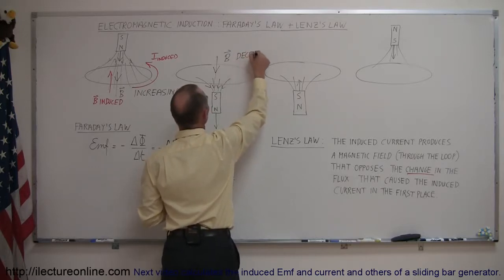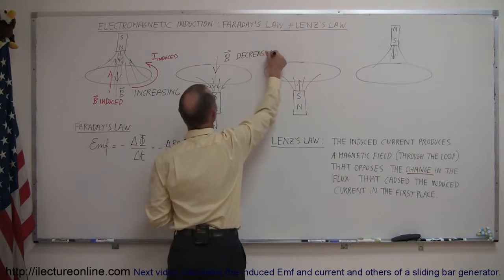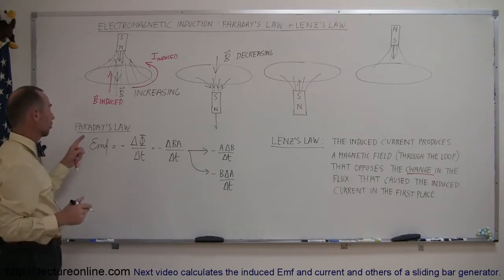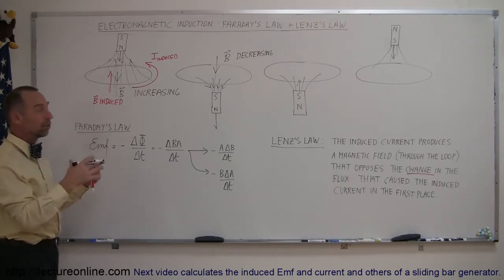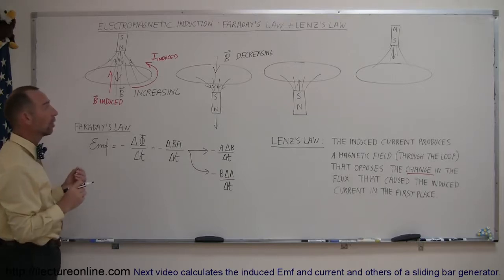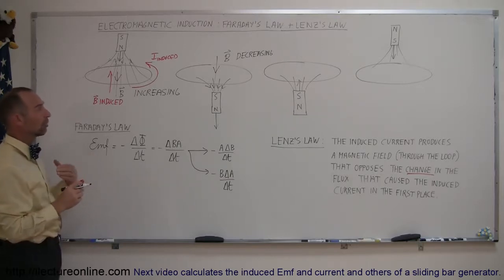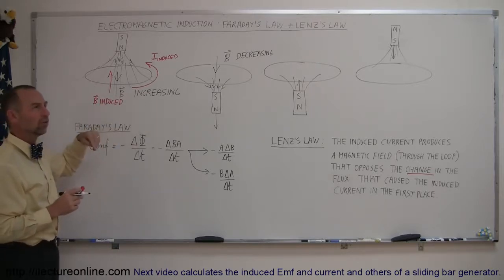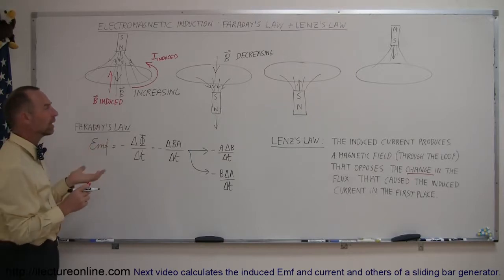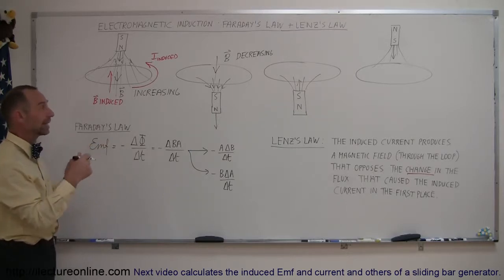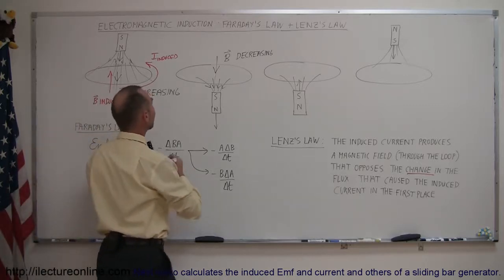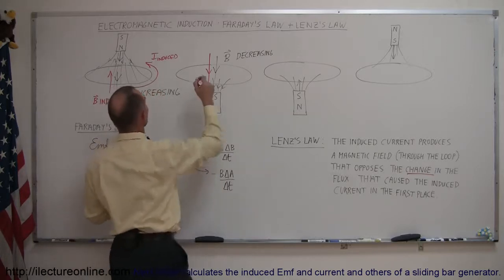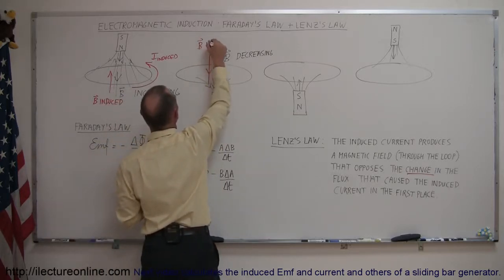So the flux through the loop is decreasing, which means that, since it's changing, decreasing is a change, Faraday's law says that the EMF induced by the decreasing flux through the loop will cause an induced current, which will set up its own magnetic field that opposes the change. Since the change is a decrease, the induced magnetic field will try to keep it from decreasing. So it will set up a magnetic field that's going in the same direction to prevent it from decreasing. So this will be the B induced.